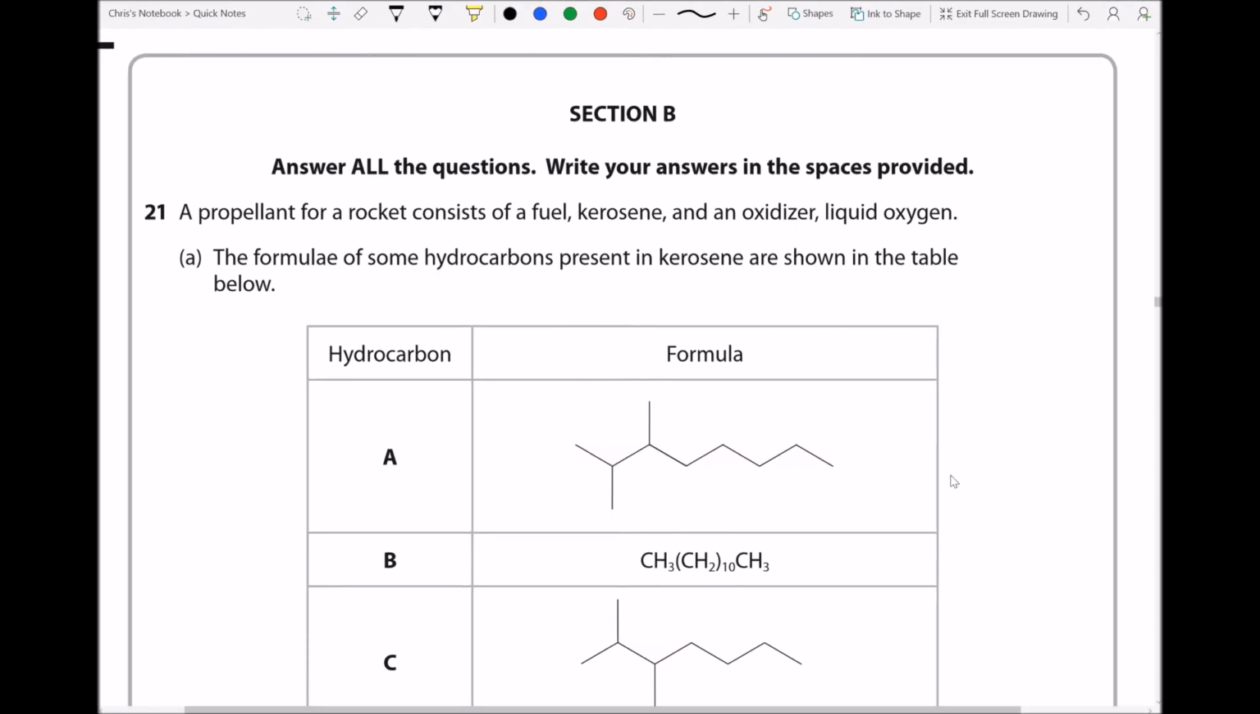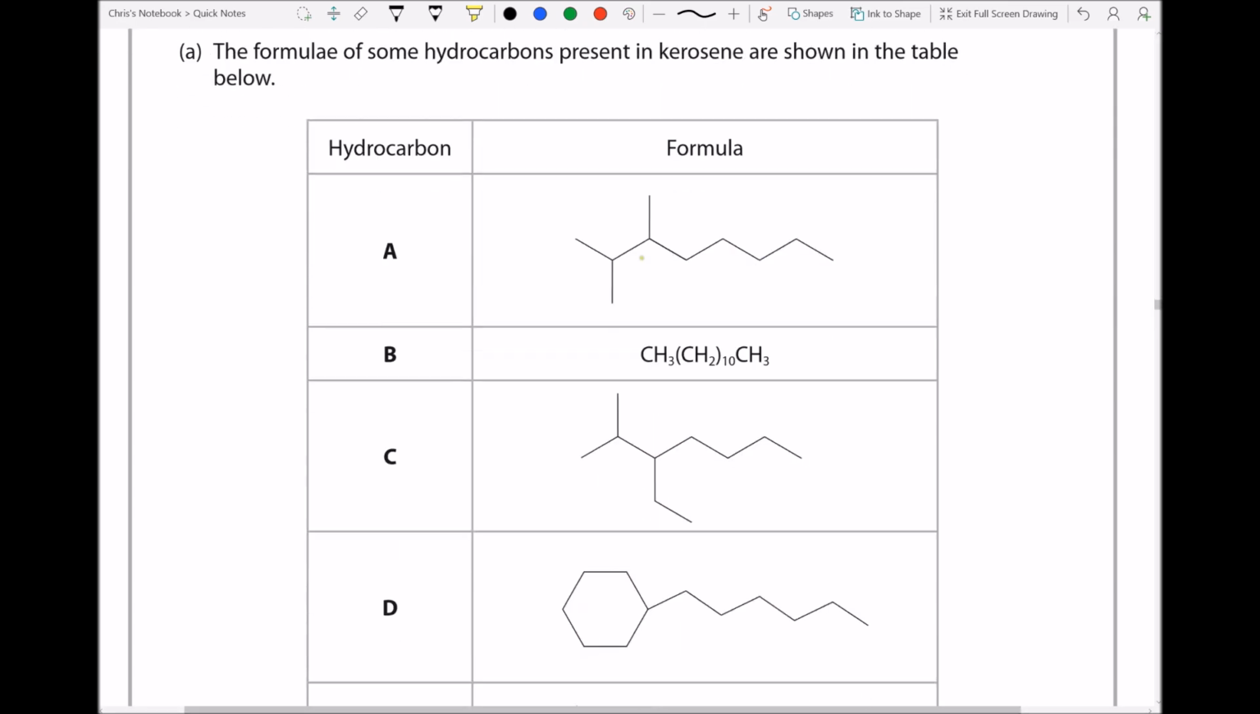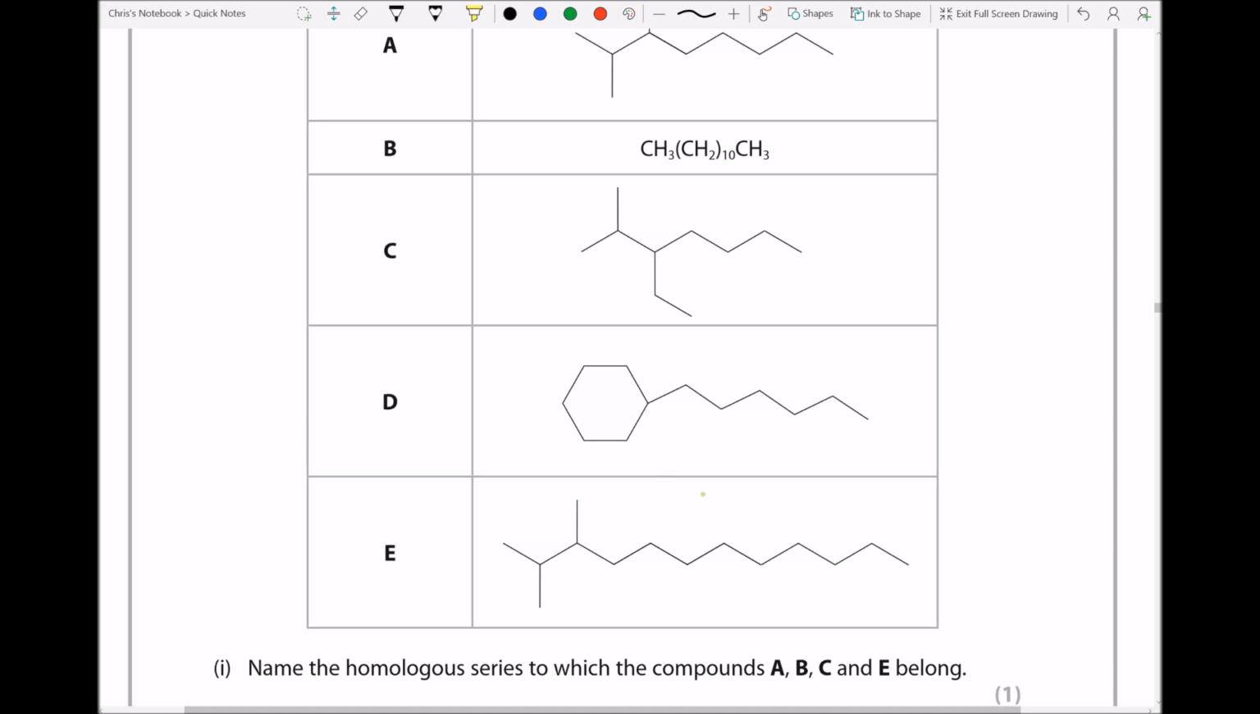Okay, so this is question 21, Section B. A propellant for a rocket consists of a fuel, kerosene, and an oxidizer, liquid oxygen. So, rocket stuff. Part A: the formulas of some hydrocarbons present in kerosene are shown in the table below. Right, so we've got loads of different molecules here.